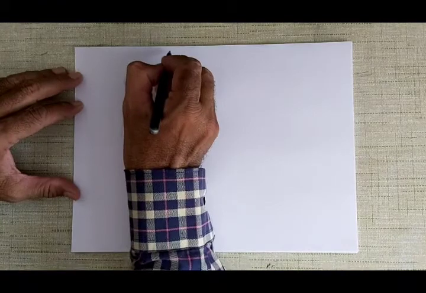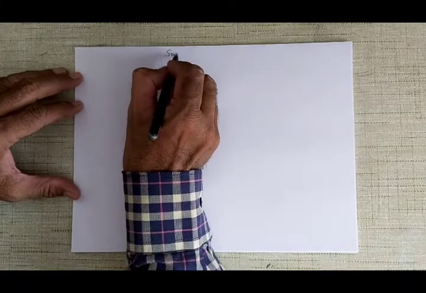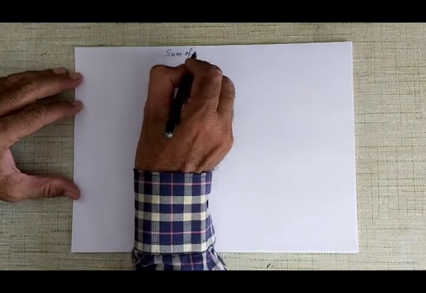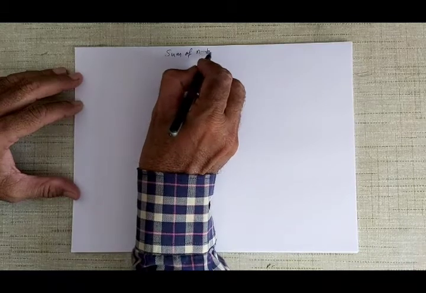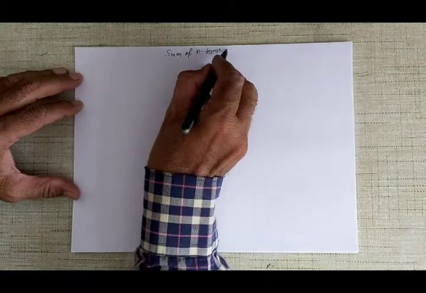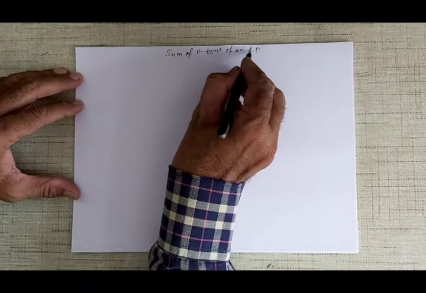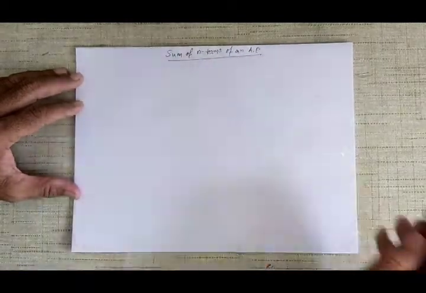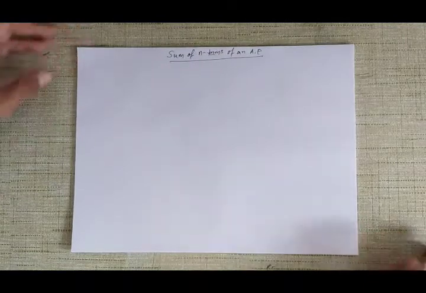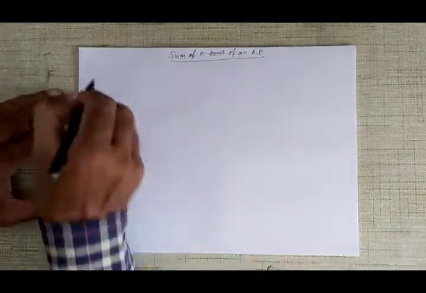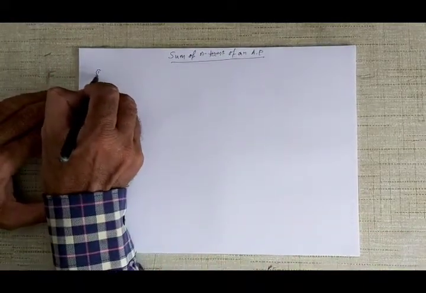Now we come to sum of n terms of an AP, arithmetic progression. Sum of n terms of an AP. Now what is the meaning of sum of n terms? Let us just see this, understand this, sum of n terms.